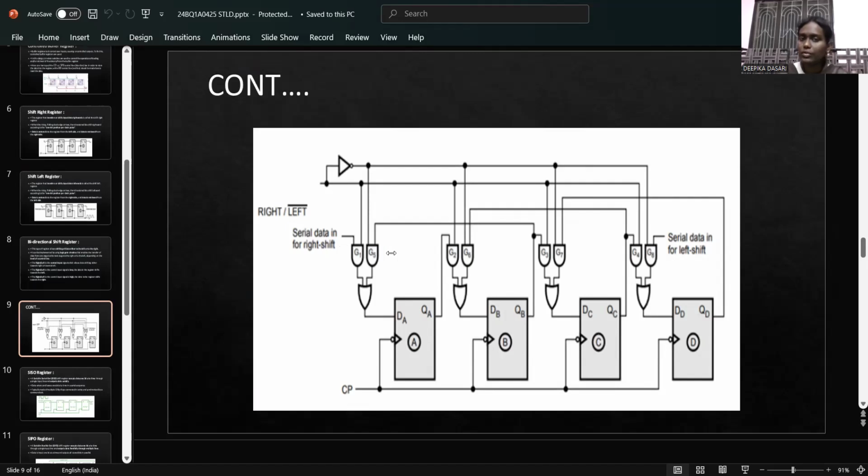For the bidirectional shift register, here is the circuit diagram. Here we can see the total operation and working of the bidirectional shift register. Here we considered four D flip-flops, and here we have the shifter.